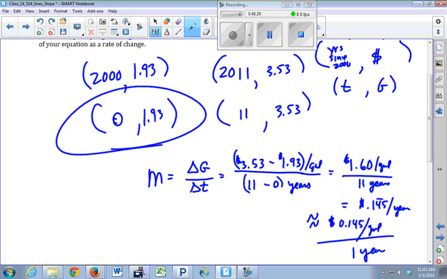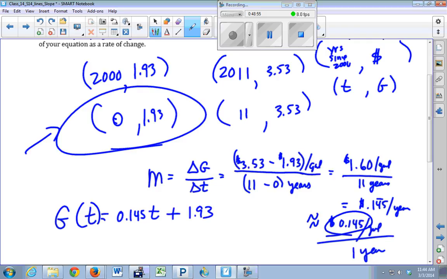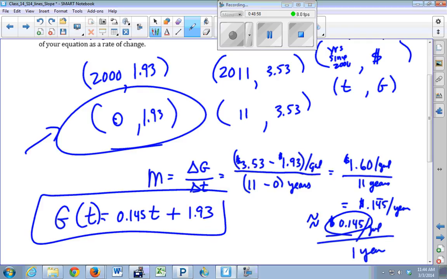I would use the 0. Look, you're all set. Here's your y-intercept. So this is the one time I would use my slope intercept form because I've got my y-intercept sitting right there, and I've got my slope right there. So what does my equation look like? G of t, because we're working in functions now, G of t equals 0.145 times t plus 1.93. I'm all done. I don't have any work to do. It's a lot easier in this case to use slope intercept.